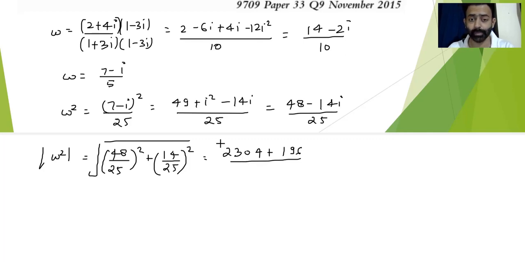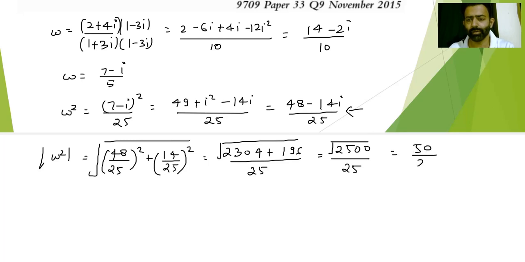I am writing it as a separate entity. In the denominator it is just 25, because I can take out this 25 as a common factor at this place only. So we need not square 25 in the magnitude, right? So it is just 25 in the denominator. Your numerator will become the square root of 2500, divided by 25. And what is the square root of 2500? It is just 50. So 50 divided by 25 is 2, right? So hence the magnitude of w square is 2. Okay.